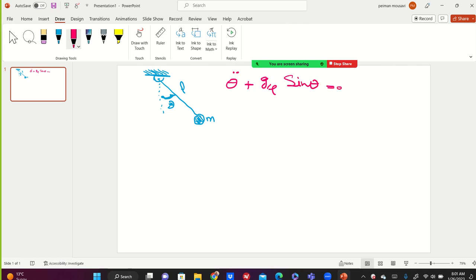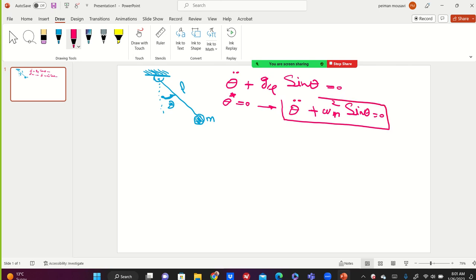We linearized around the equilibrium point theta star equals 0, and we got theta double dot plus omega n squared theta equals 0. And this was our linearized differential equation.